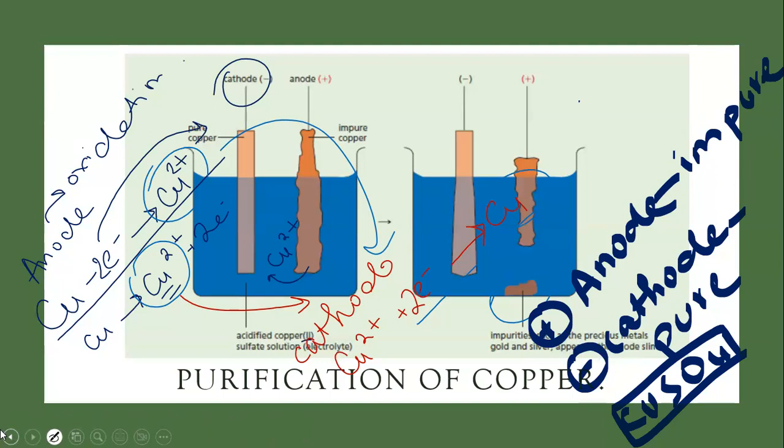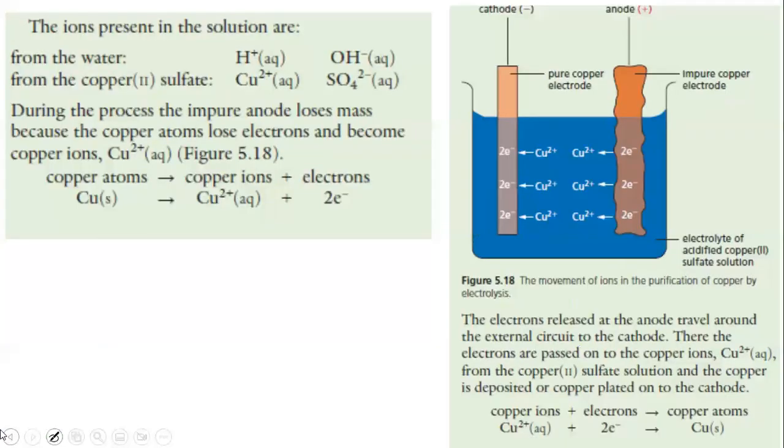Eventually, all my impure copper is going to dissolve and the impurities turn to pure metal. Yes, exactly. So my cathode will get bigger. The mass of the cathode will increase, the mass of the anode will decrease, and all the impurities will be at the bottom of the tank. And I have done purification. So this is one application of this entire process.